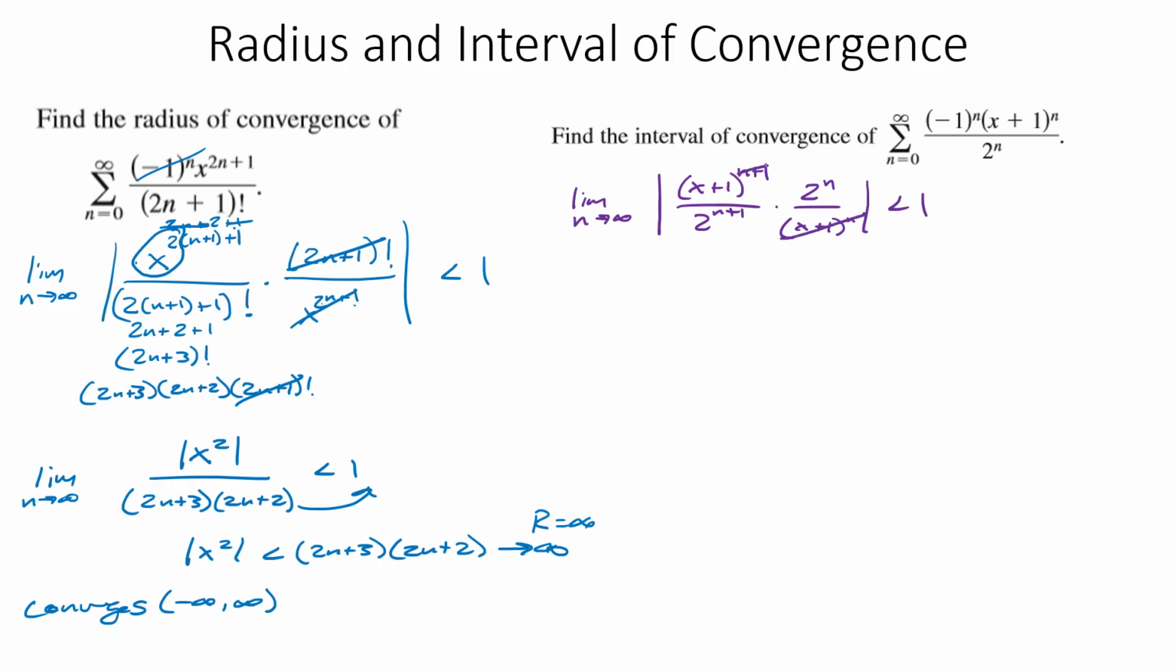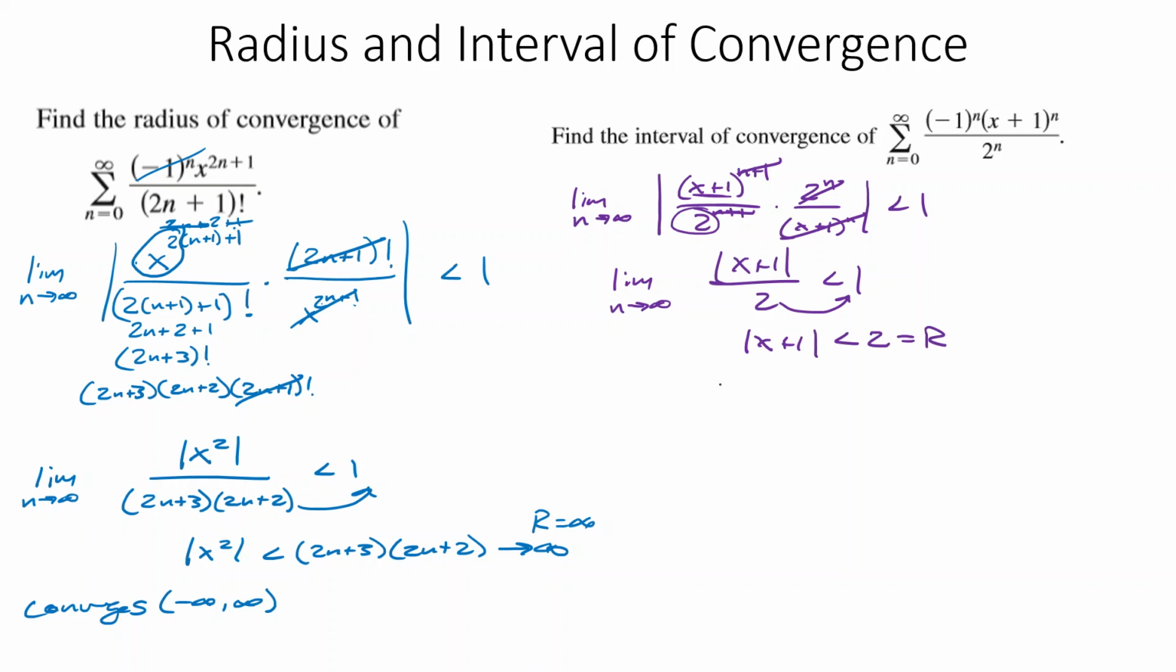So this guy cancels out completely. We're left with an x plus 1 on top here. 2 to the n is going to cancel with this guy. We have one extra 2 down on the bottom. So we get the absolute value of x plus 1 over the absolute value of 2, which is just 2, is less than 1, as the limit as n goes to infinity. There's no n's left, so we just multiply up by 2. Absolute value of x plus 1 is less than 2. So this is our radius over here, 2.